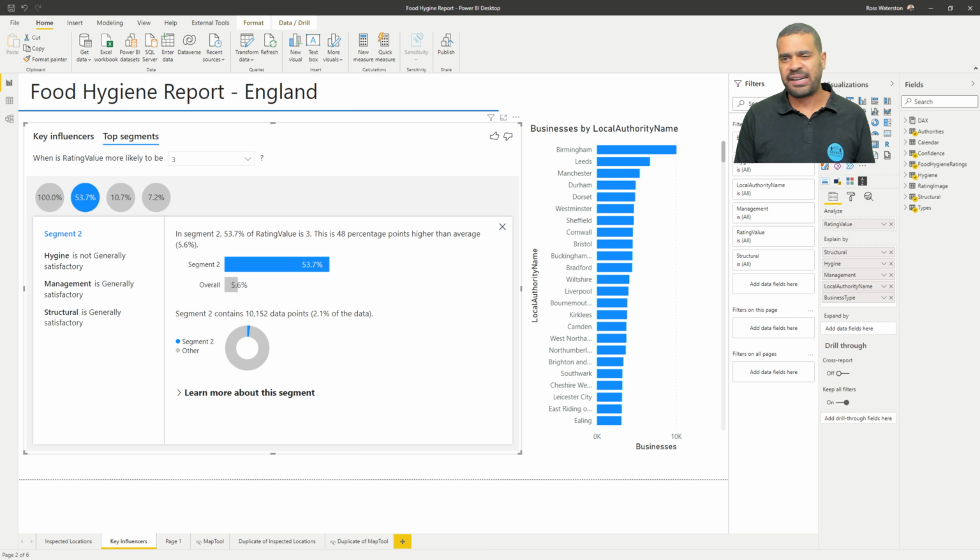Okay, so in this case, if we're looking at the key influences, so what influences a rating value, we can say, oh, I want to know what causes our places to get a rating of 3, for example. Yeah, and we can see what causes it. So 84% of them have got a management is generally satisfactory. So we can look and knowing what's going on in the way that scoring goes. So it's got your management, your hygiene, and other things. Management, hygiene, structure, and yeah, so confidence management, the structure, the hygiene.